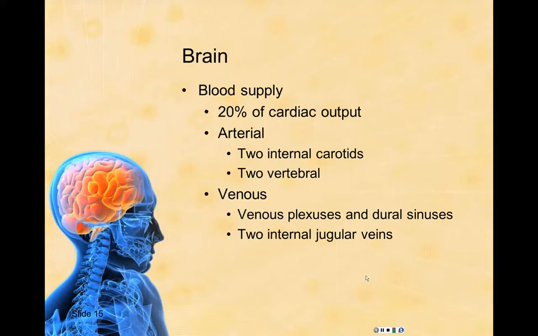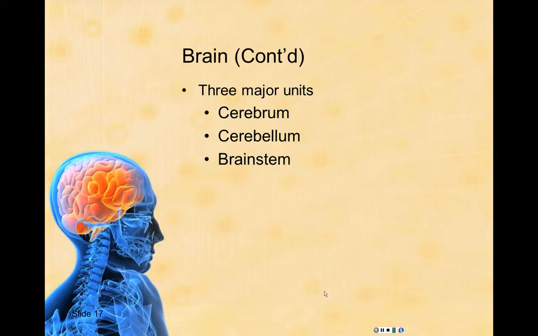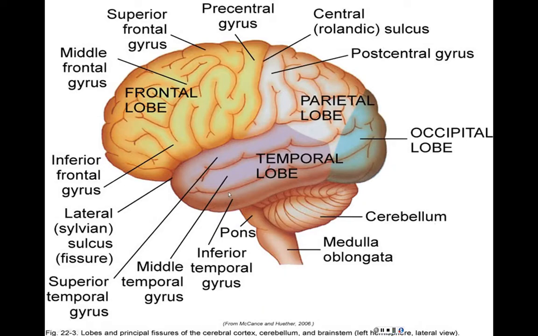Okay. I'm going to skip a couple of these because I think this is just review and you can review this on your own. Just remember that the brain does consist of three major units: the cerebrum, the cerebellum, and the brain stem. And here are the different lobes of the brain and the different areas.